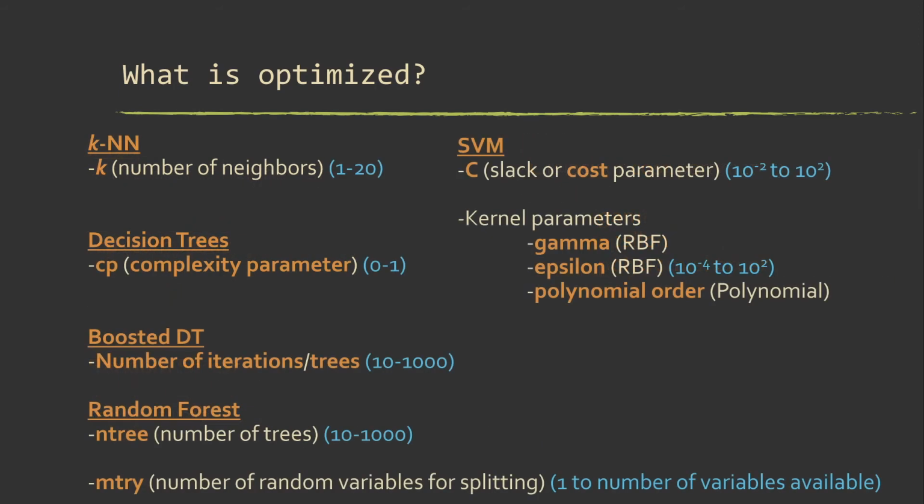Here are just a few example ranges people test. It kind of depends. With KNN, 1 to 20 is generally a decent range. For CP, a scale from 0 to 1 generally, so that's not too difficult. With boosted decision trees, generally you're going to eventually get to a point where it's not improving. So you might want to test from a low number up to a fairly high number, like 1,000 trees, and see where it starts to level off.